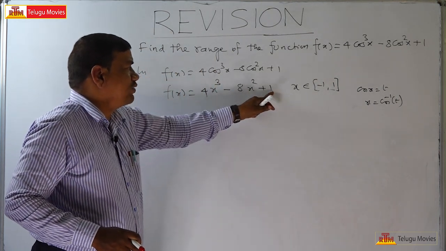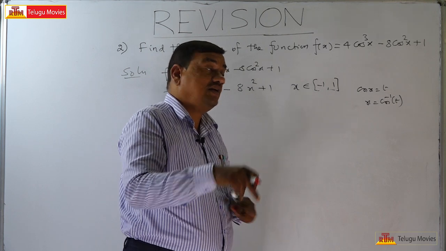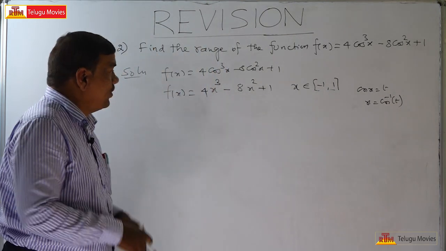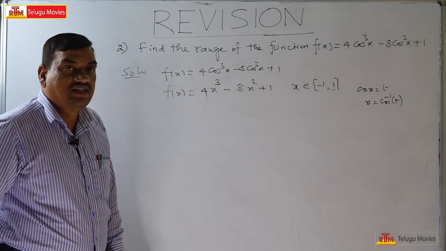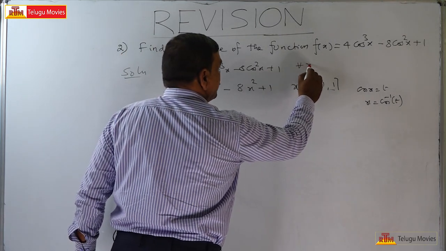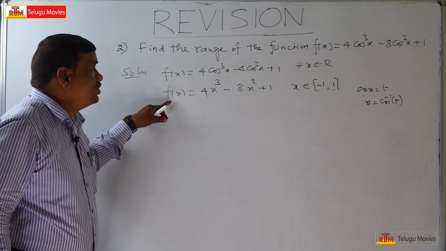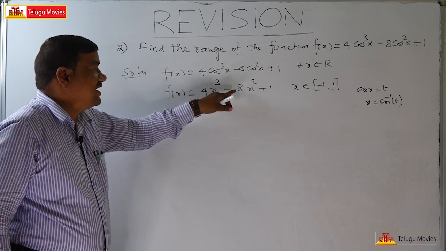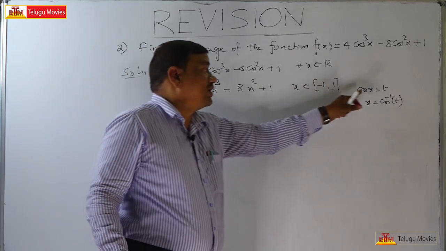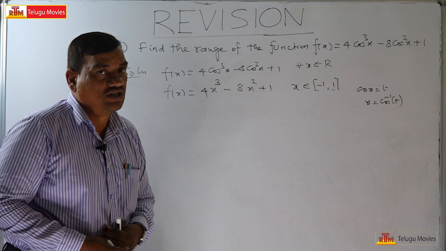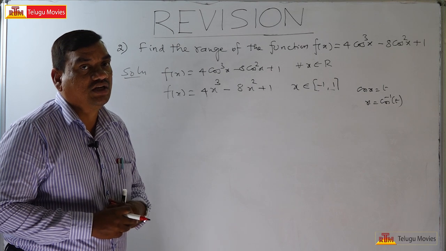4t cube minus 8t square plus 1. In place of cos x, if you substitute t, then what is the range of t? Minus 1 to 1. Therefore, instead of finding the range of 4 cos cube x minus 8 cos square x plus 1 for all x belongs to real numbers, here x is a domain, it is easy to find the range of the function f of t is equal to 4t cube minus 8t square plus 1, where t belongs to minus 1 to 1. Generally, all functions are in t. So, this is the technique that you have to learn.